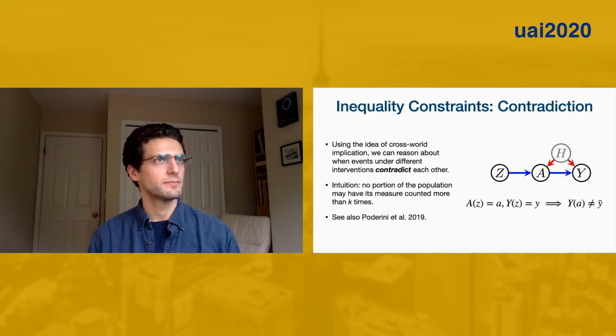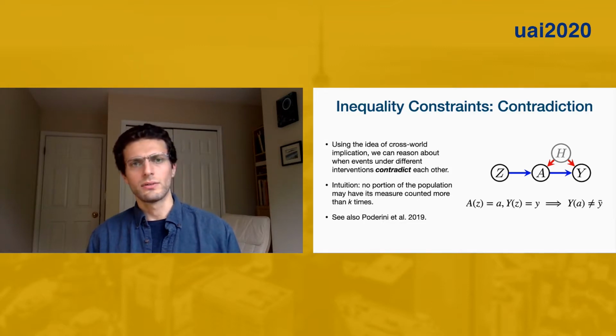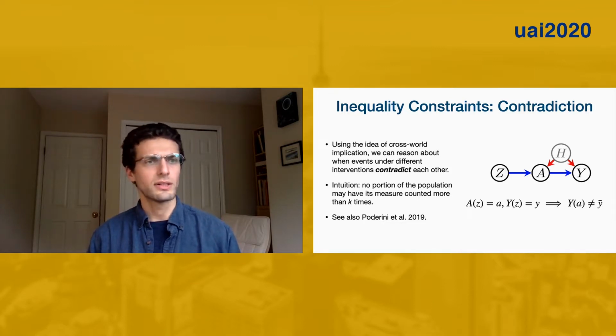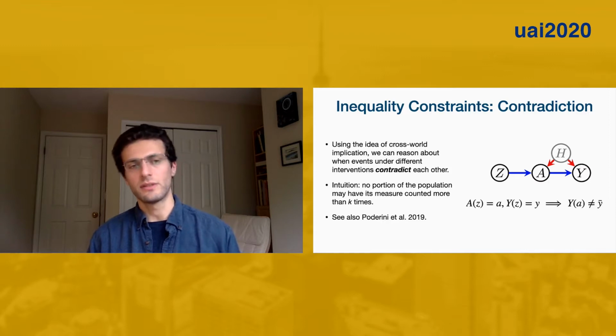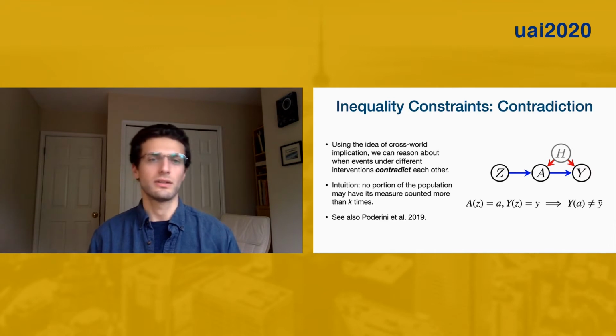Cross-world event implication can also imply that two events are contradictory, as shown by the implication statement on the right side of this slide. And that means that the sets of patients who experience those two events under different interventions is disjoint. So we can use this disjunction to bound the sums of densities of sets of events. The intuition is that if two events are contradictory, no portion of the population may be counted twice in their sum. So if the events are in hypothetical worlds that have identified densities, this idea can be translated into inequality constraints on the observed data distribution, which we'll see in a minute.